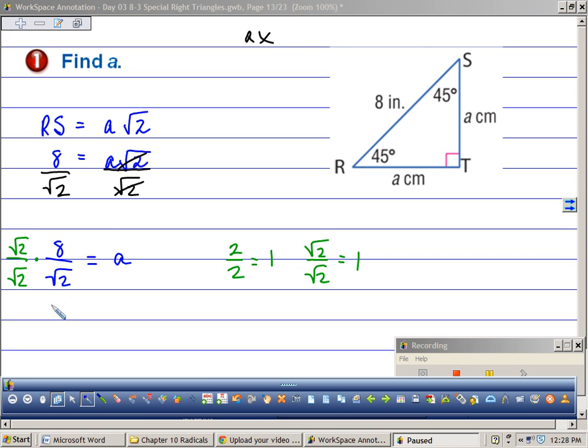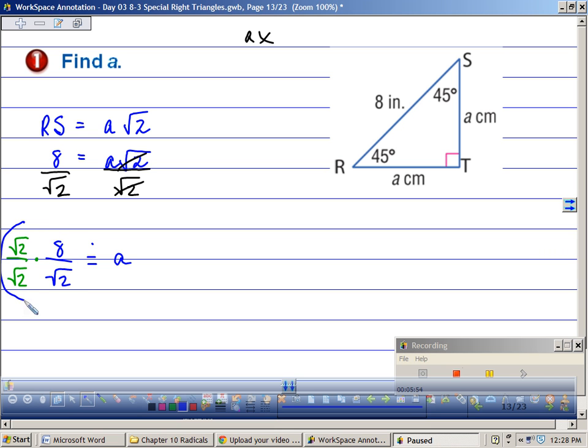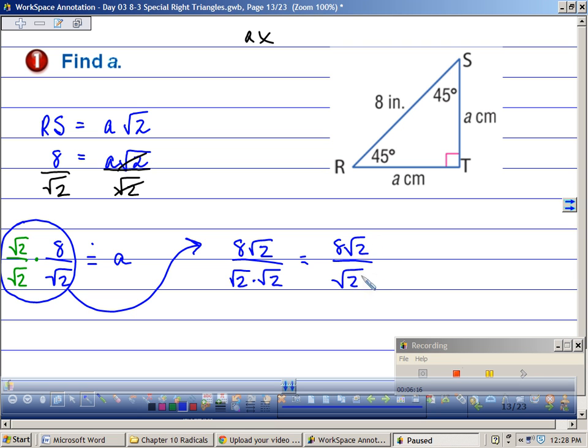Okay, so when I do this, let's do our work over here. When I multiply this across, I get 8 rad 2 over rad 2 times rad 2, correct? Which equals 8 rad 2 over, yes, I'm just not skipping steps. Everybody follow me so far?